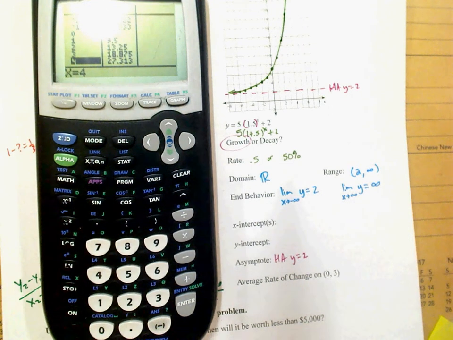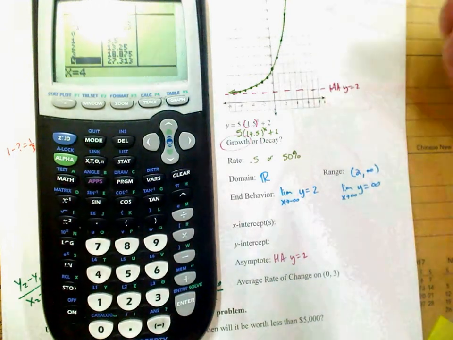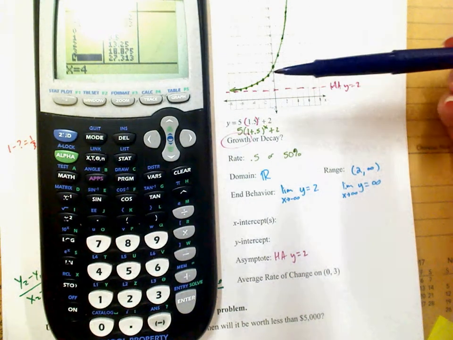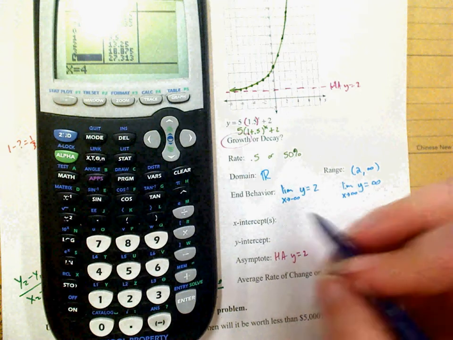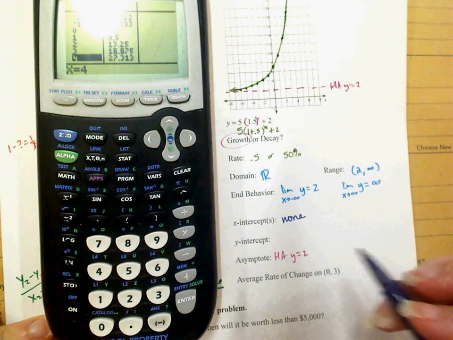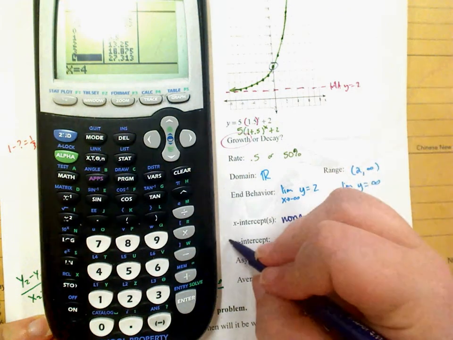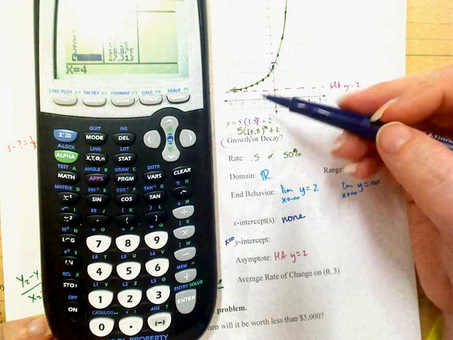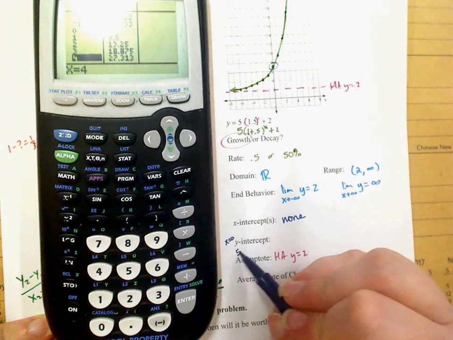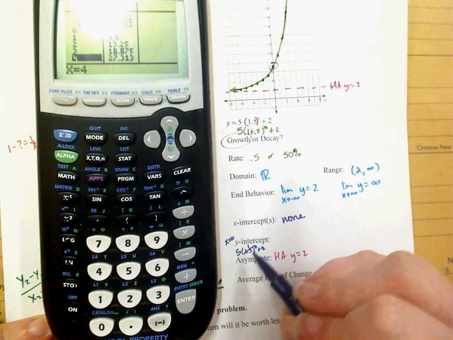Okay, x-intercept, where we cross the x-axis. Well, I have this horizontal asymptote that I can never go past, and the x-axis is below it, so I'm thinking none. Now the y-intercept is where we cross the y-axis, and I remember that point, that's when x equals 0. So even if I just plugged it in, 5 times 1.5 to the 0 plus 2, 1.5 to the 0 is just 1. 5 times 1 plus 2 is 7. But I also remember it as being (0, 7).